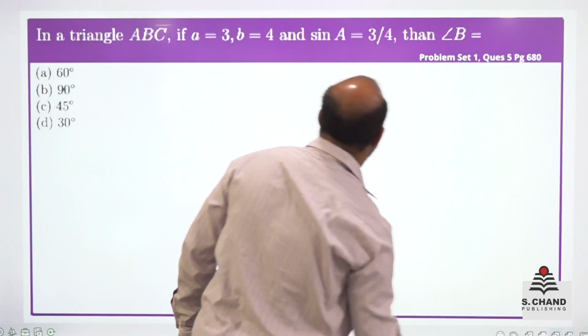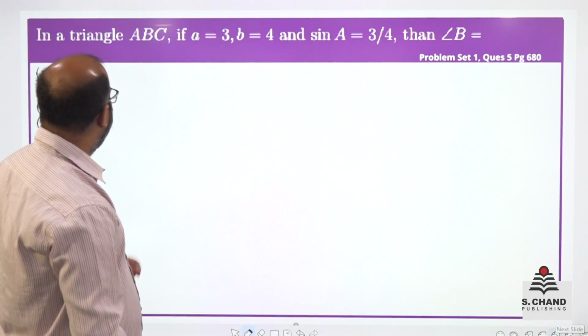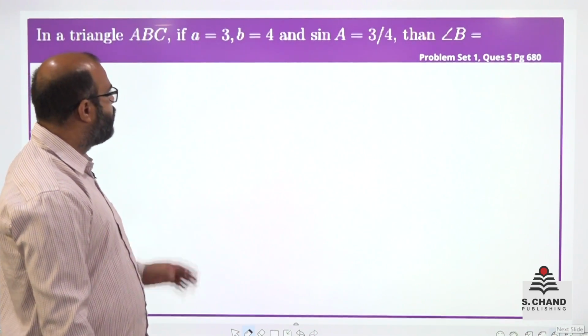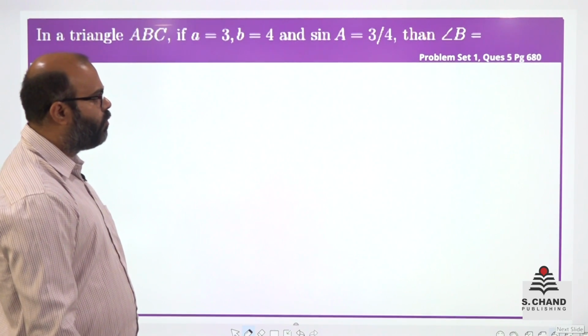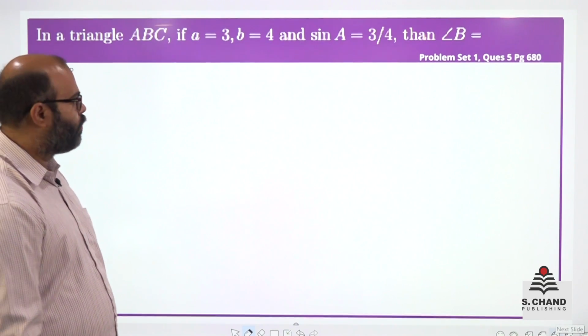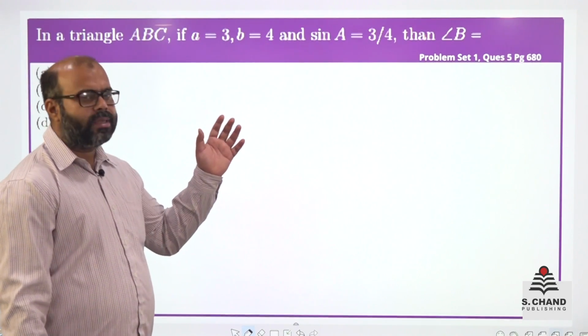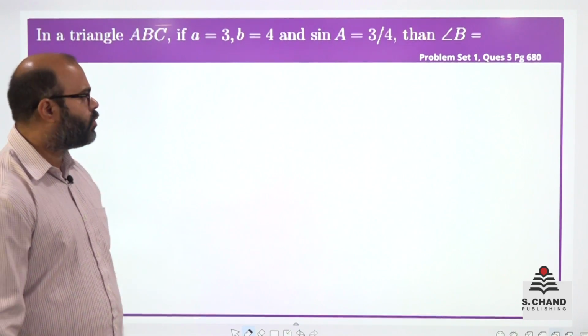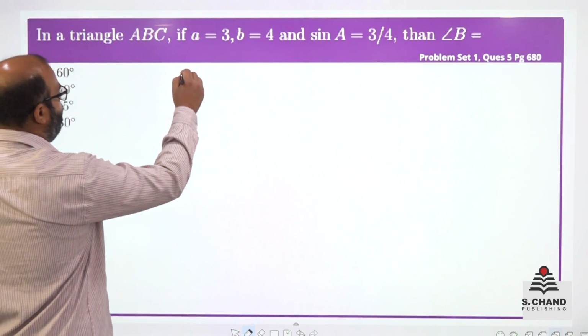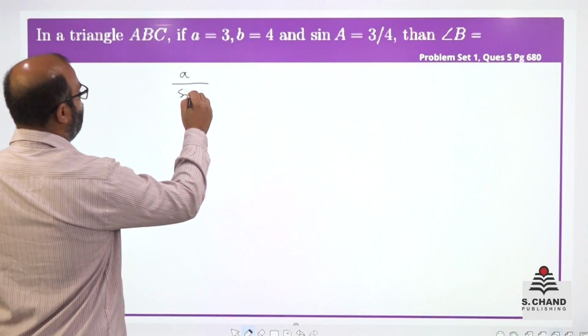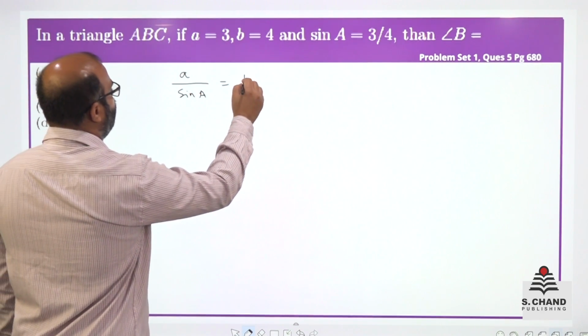So this is the first question. In a triangle ABC, if a is equal to 3, b is equal to 4 and sin A is equal to 3 by 4, then angle B is equal to. Now basically this is a simple question. We are starting with a simple question, and here we have to apply sine rule. So what we will do, we will write a by sin A is equal to b by sin B.